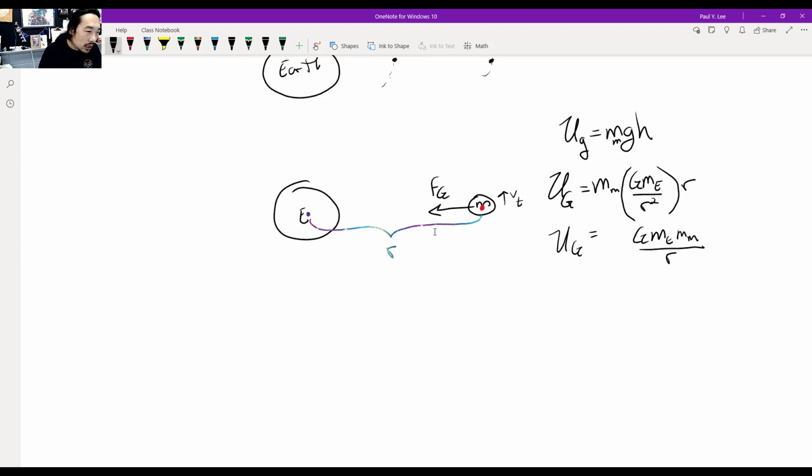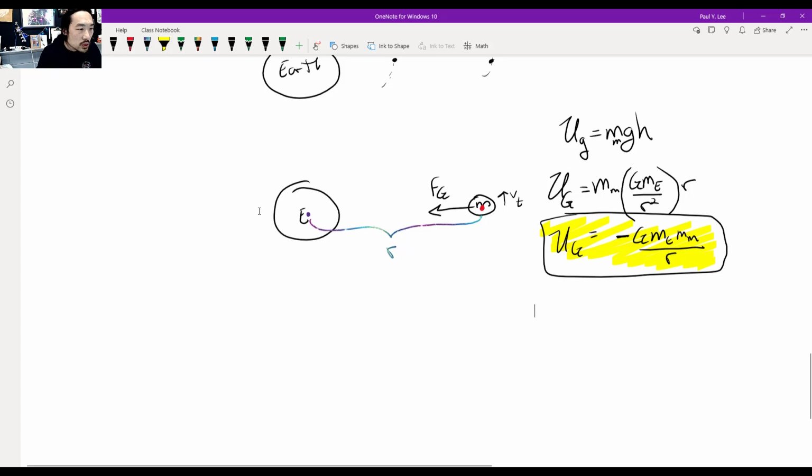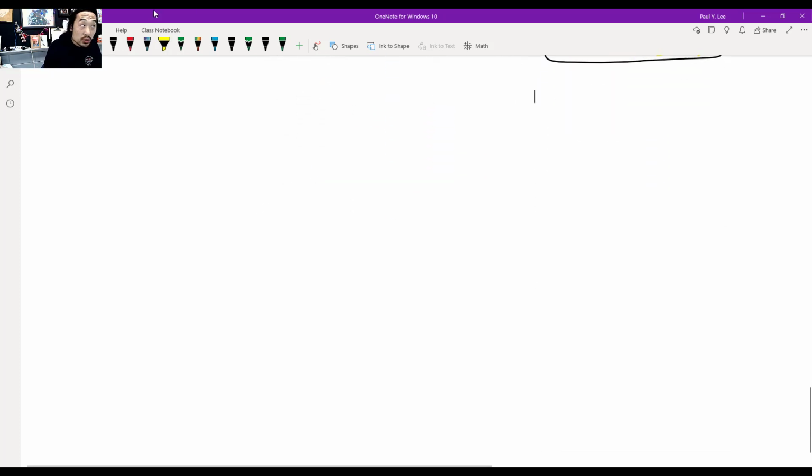But there's actually a negative there, okay? And we're going to go over the reason why that negative exists. So right there, for your notes, that is the official formula of the gravitational potential energy, where your G is not constant. So let's go over the reason why that negative has to exist.